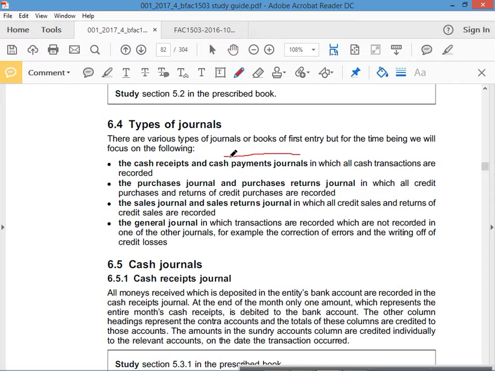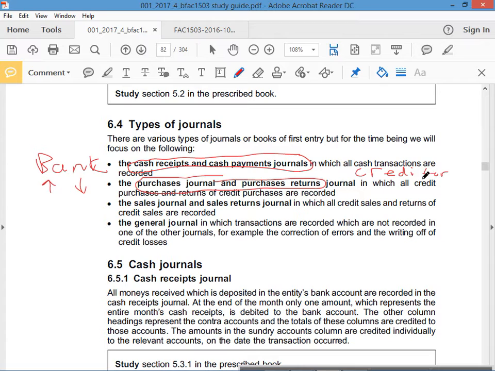Cash receipts and cash payments. What's the focus there? Bank. Bank is either going to go up or bank is going to go down, depending on what's happening. Are we receiving or are we paying? Purchases and purchases returns. Those two relate to the creditor.